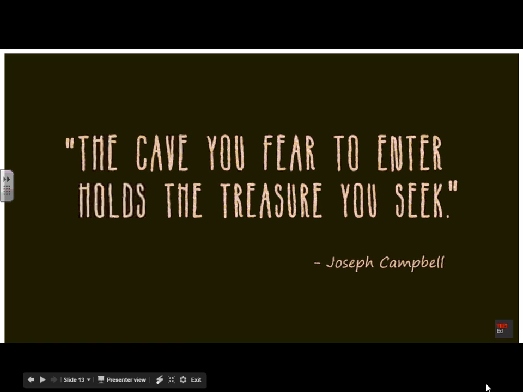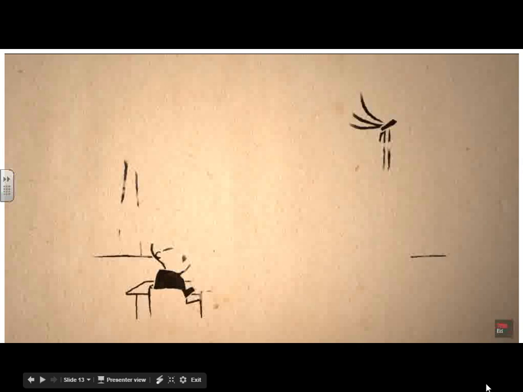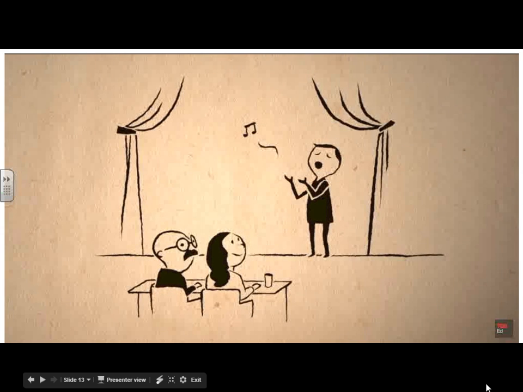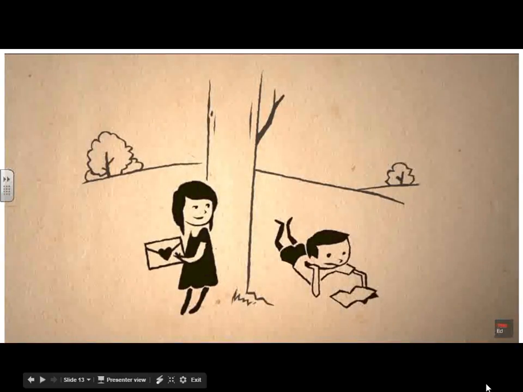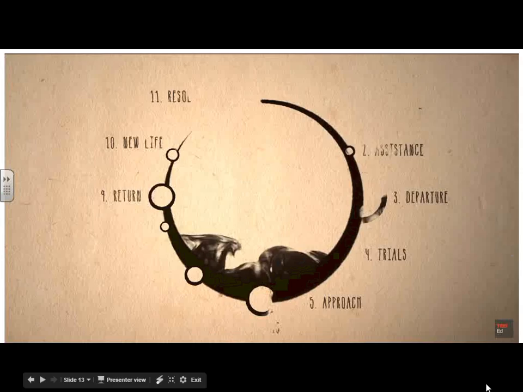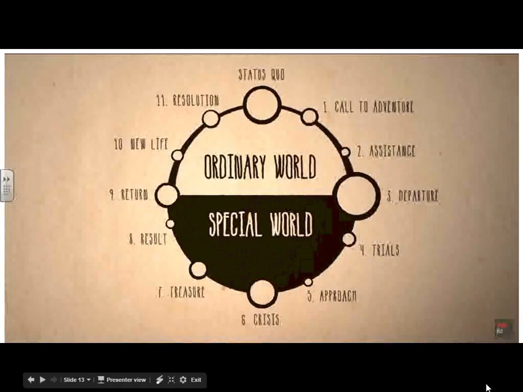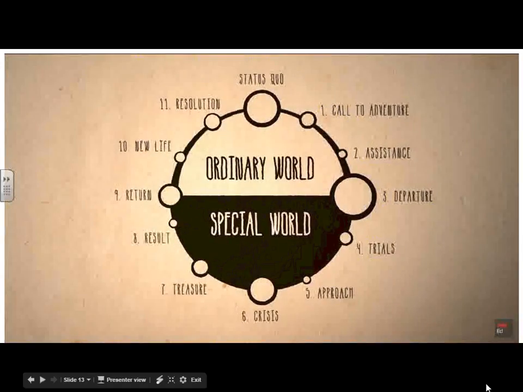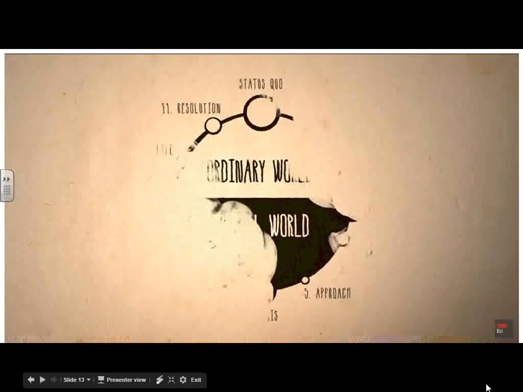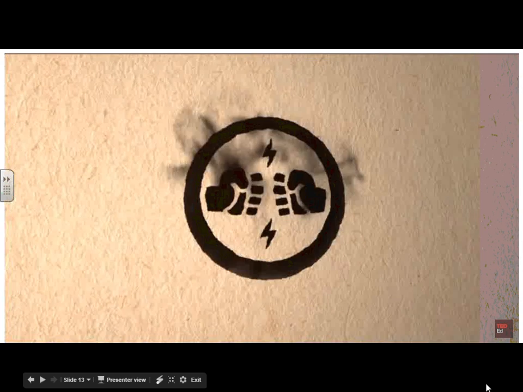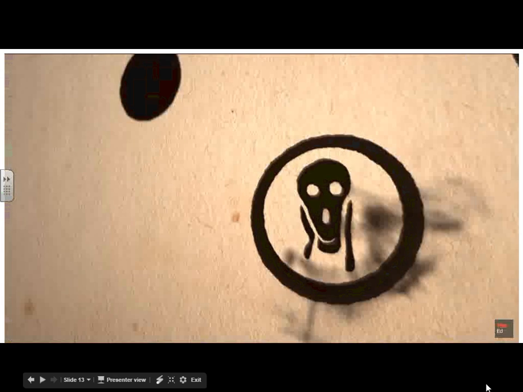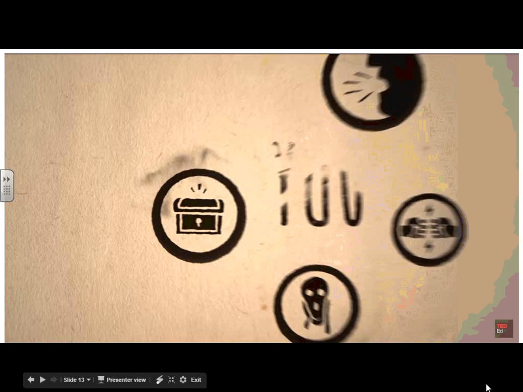What is the symbolic cave you fear to enter? Auditions for the school play, baseball tryouts, love. You will certainly see this formula again in books, movies, and TV shows, but also be sensitive to it in your own life. Listen for your call to adventure. Accept the challenge. Conquer your fear and claim the treasure you seek. And then do it all over again.